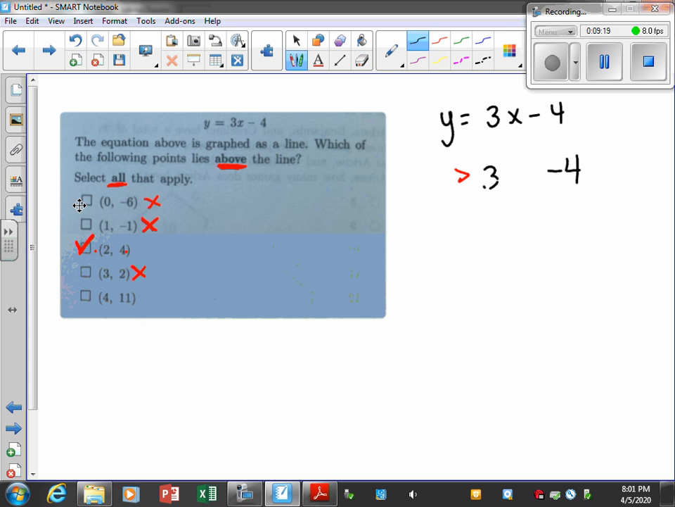Let's check the last one, which is when x is 4, y is 11. So is 11 greater than 4 times 3 is 12 minus 4 is 8. Is 11 greater than 8? Yes, that's true. So the two answers that apply are 2, 4 and the ordered pair 4, 11.